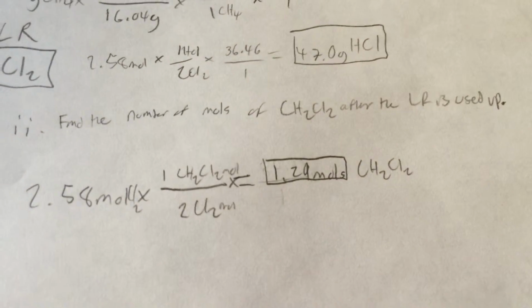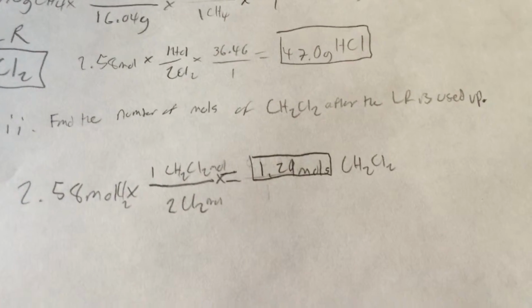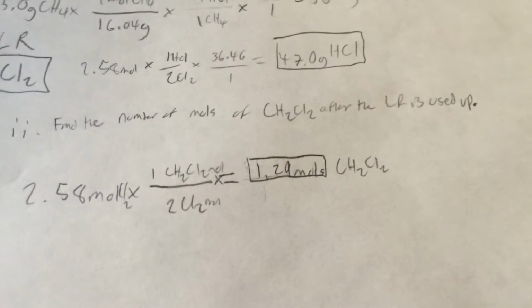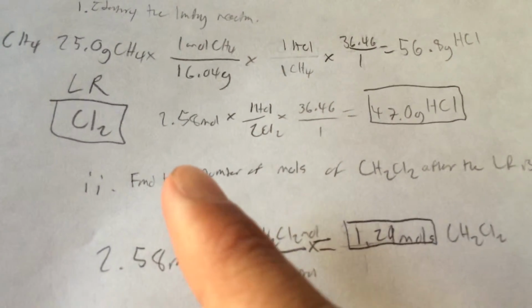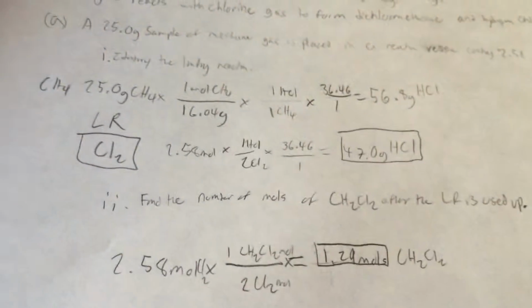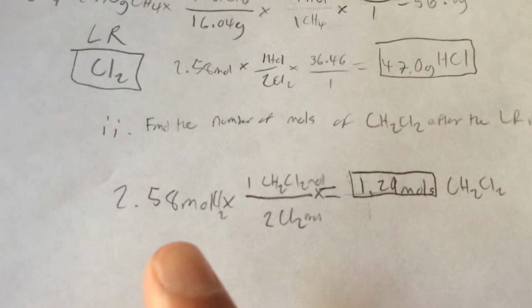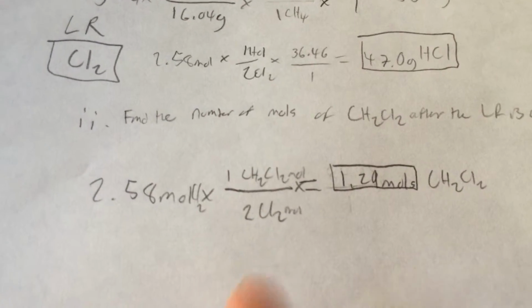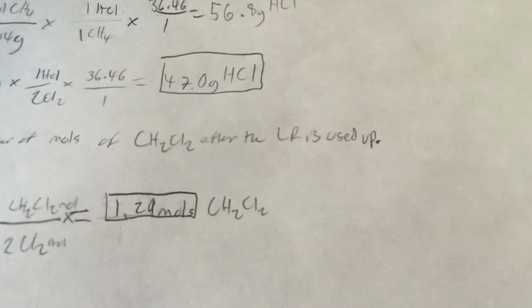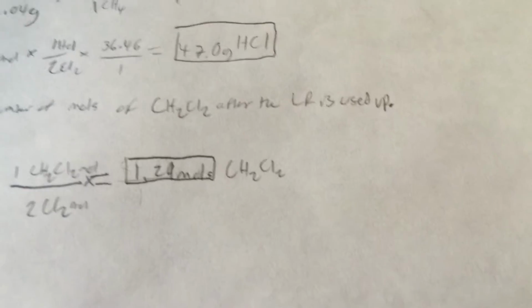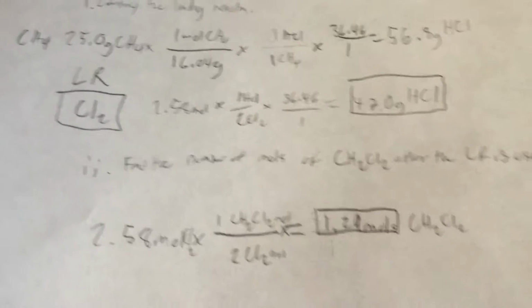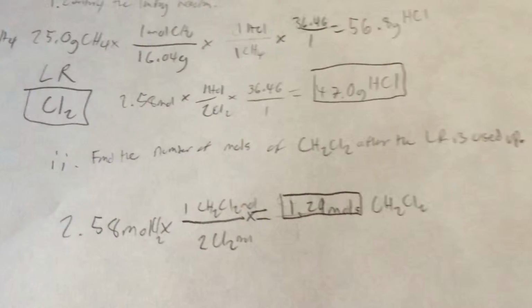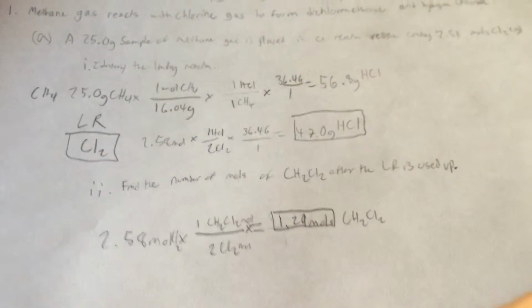Next we move on to II, which is find the number of moles of CH2Cl2 after the limiting reactant is used up. So, as we learned from up here, the limiting reactant is chlorine, which was given at 2.58 moles. So, we start out with 2.58 moles times the molar ratio of CH2Cl2 and Cl2, which is 1 to 2, which then gets us 1.29 moles of CH2Cl2. And it's pretty much the same as just doing the moles divided by 2 there. So, that's it for question 1.